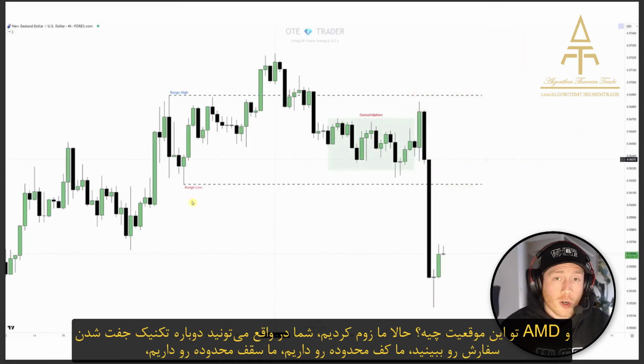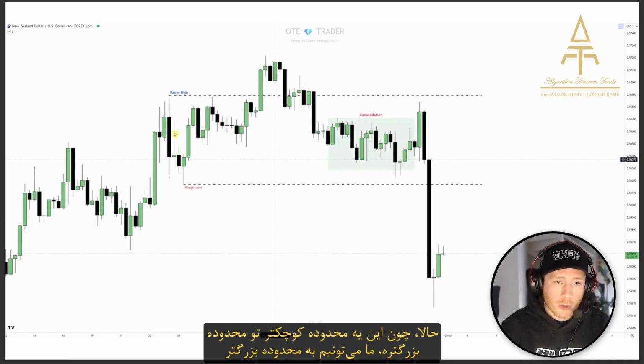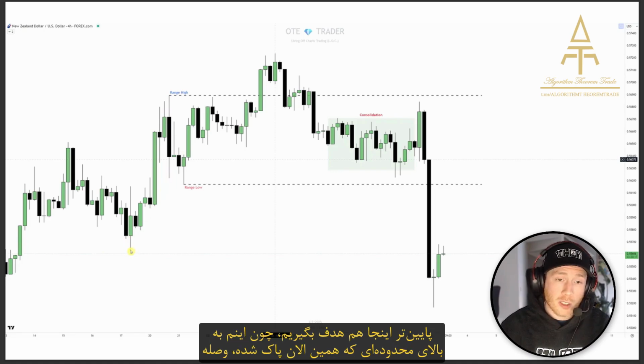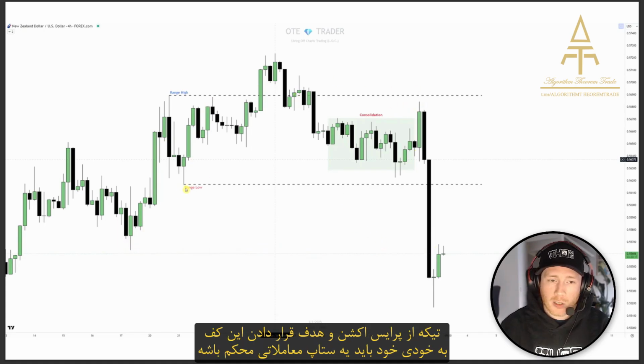You can actually see the order pairing technique again. We have the range low, we have the range high, and then we want to pair up, after we take out the range high, the buy stops with the sell stops that are resting below here. Now, because this is a smaller range within a bigger range, we can also aim for the larger range down here, because this is attached to the range high that it just purged as well. So you can hold for this low and you will have a bigger risk to reward. But just this piece of price action and aiming for this low should be a solid trade setup on its own already.